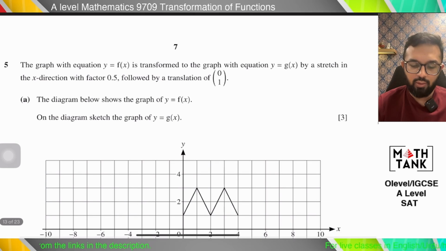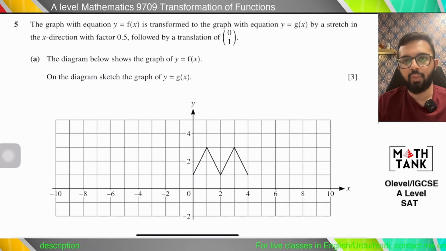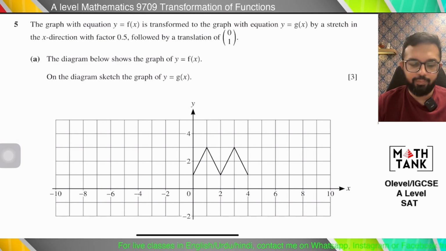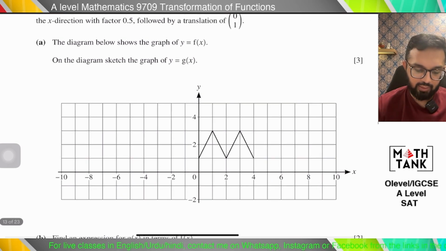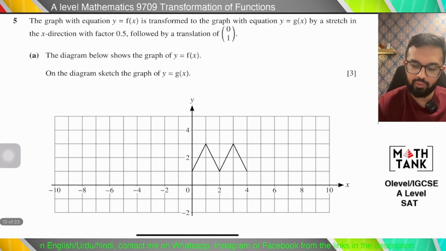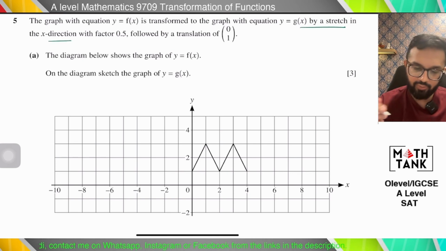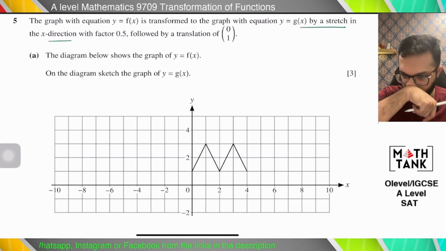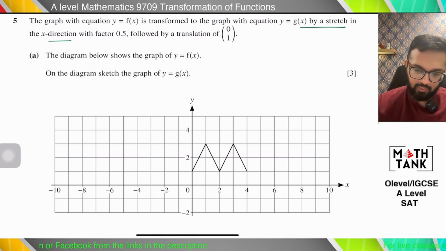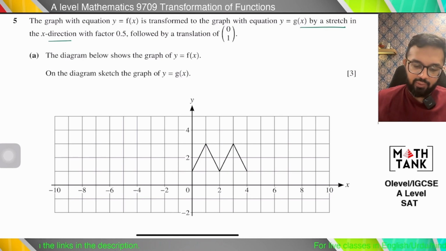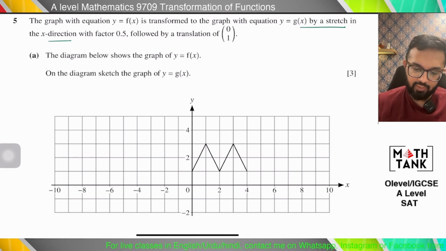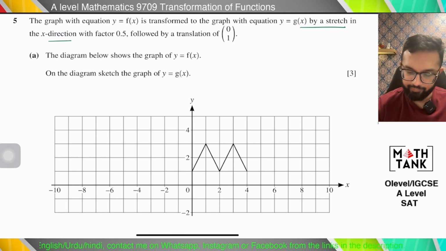That's what I've solved in the videos as well. Okay, the next one says the graph of this is transformed with equation by a stretch in the x direction with a factor 0.5, followed by a translation of 0, 1. The diagram below shows the graph from the sketch. Draw the graph of y equals g of x. So let's first stretch.